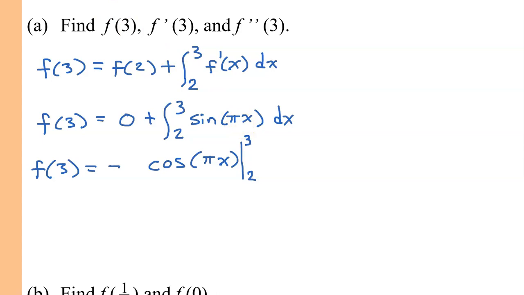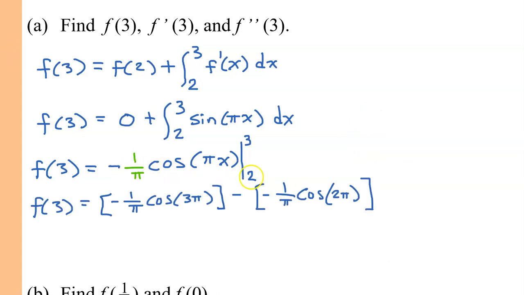This is so simple that we should be able to do it mentally. Just ask yourself, what is u and what is u prime? And you really don't need to write this down. The u would be pi x if we were doing u substitution. That means u prime would be pi. When u prime is a constant, we just wind up dividing by that constant. So instead of just getting negative cosine pi x, we're going to get negative 1 over pi, right? We're dividing by u prime.